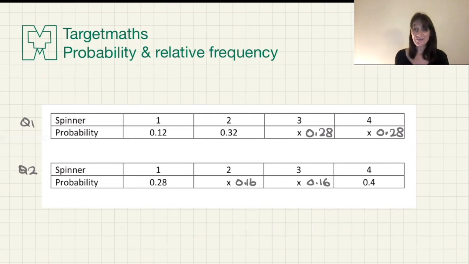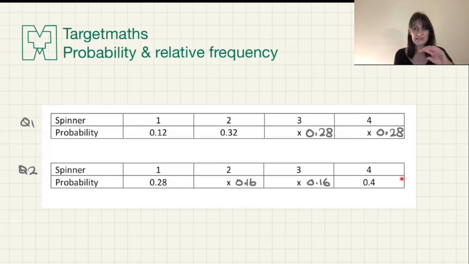All right, so relative frequency is when they're often talking about experiments. So this question here, or both these questions are labeled up with spinners. So we're saying that there's a spinner and it's labeled 1, 2, 3, 4. And the probability of landing on 1 is 0.12. And on 2, it's 0.32. So they haven't got an even chance. They've got a different chance of landing. And that's true of this one as well.